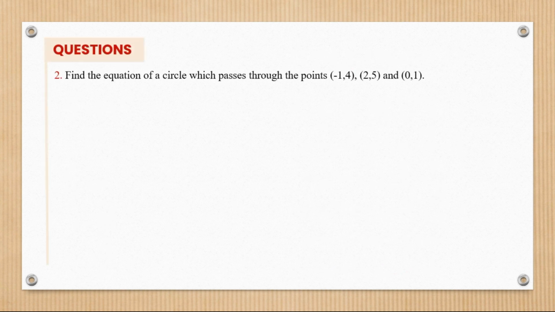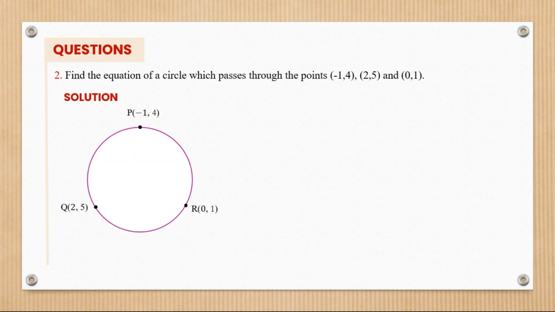Right, so next question, question 2. Find the equation of the circle which passes through the points (-1, 4), (2, 5), and (0, 1). So we're going to do the same thing here. So we first sketch, and then you can see that the 3 points can be placed on the side. So we shall name them points P, Q, R, and then that is the center. Then you can see that each of the points joins the center with the radius. So they have something in common.